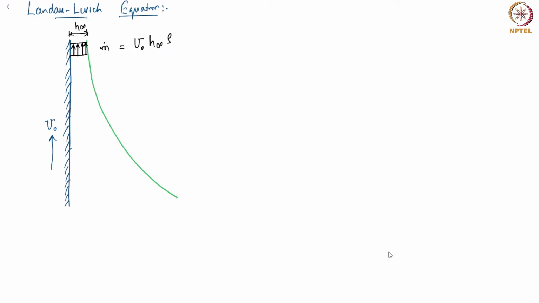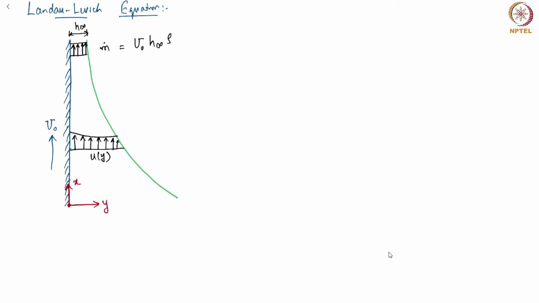But if I'm somewhere away in the dynamic meniscus, then I can have a velocity profile which is varying with distance away from the wall. In this case, the velocity profile would be something like u of y. If you remember, my coordinate system is y perpendicular to the plate, x along the plate.